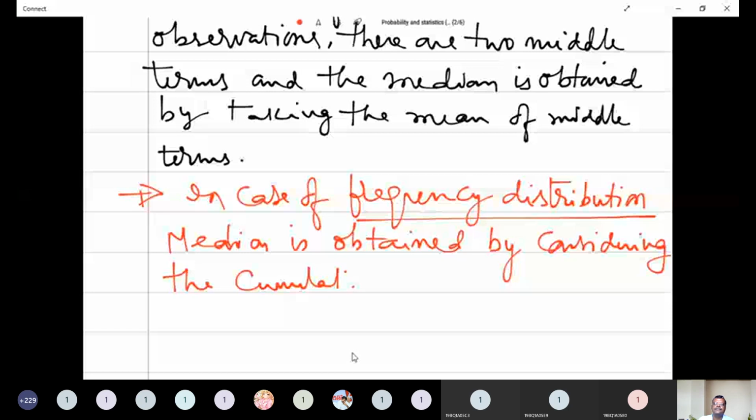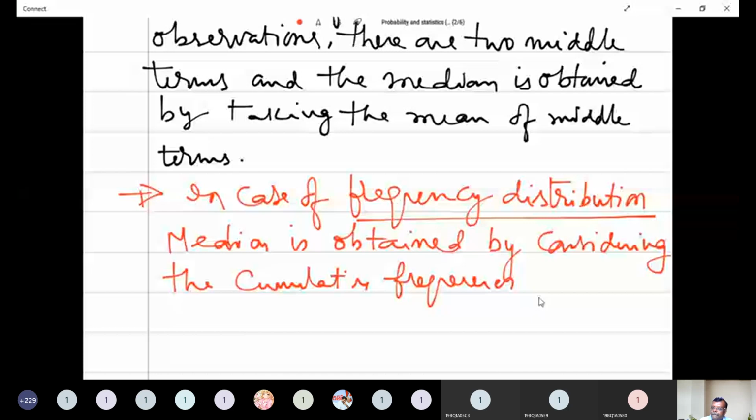Cumulative frequencies. Now, for this we have to follow a simple procedure. Point 1: find n by 2. First we have to find n by 2. That is, n is equal to, what is n?